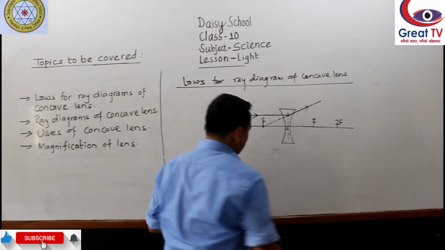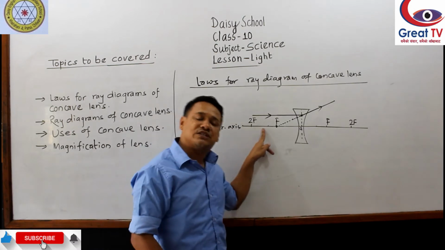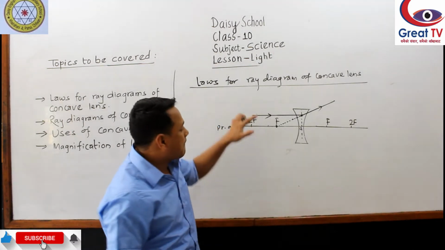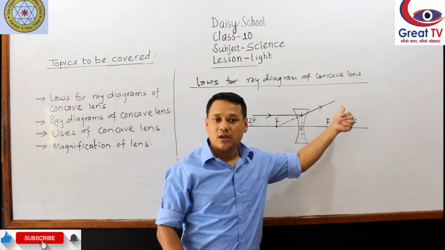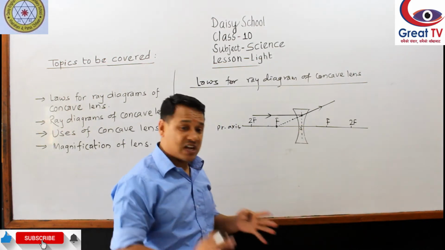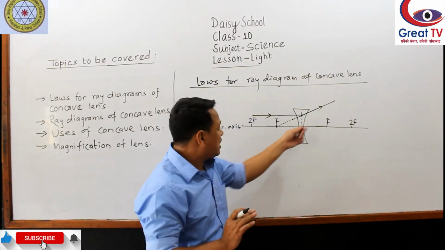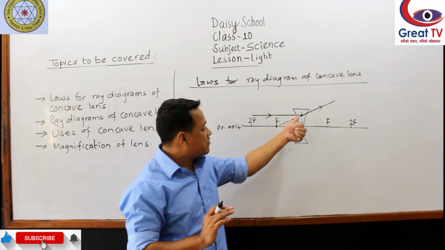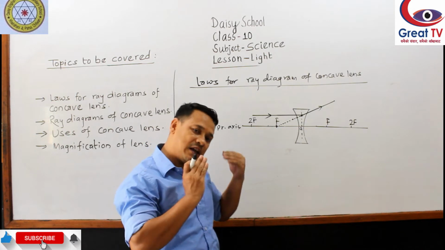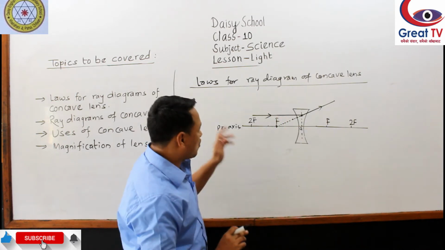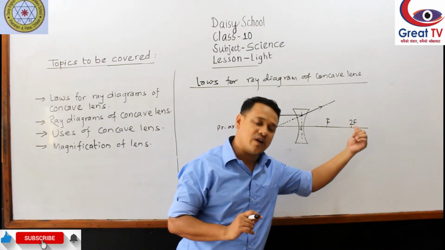So the first law of concave lens: a ray of light parallel to principal axis appears to diverge from the focus point. Actually it is not diverging from the focus point. It is diverging from the lens, but appears to diverge. If we draw back the diverging light rays, then we find they connect at the focus point. So we say it appears to diverge from the focus point.